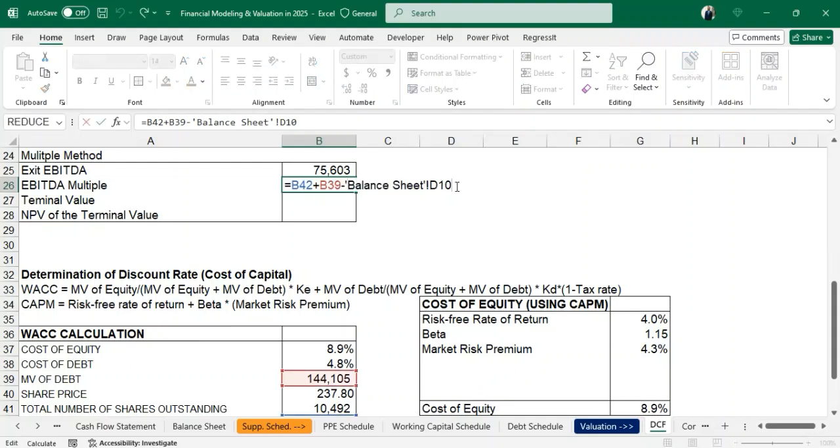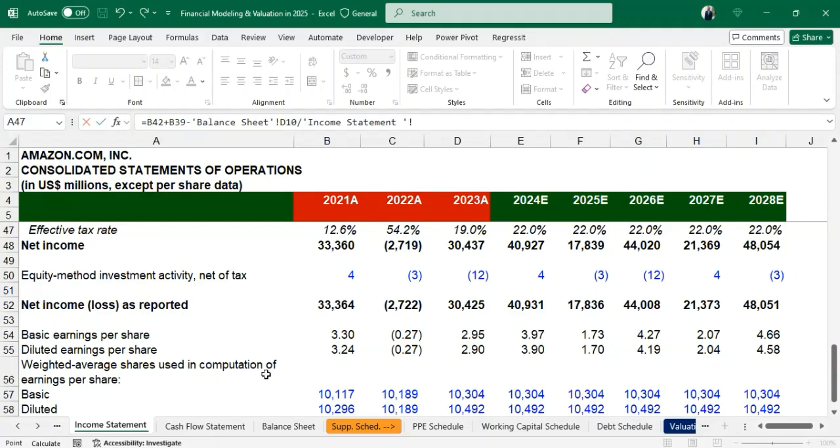Now this divided by our EBITDA for 2023. For 2023, let's go to the income statement and pick our EBITDA for 2023.